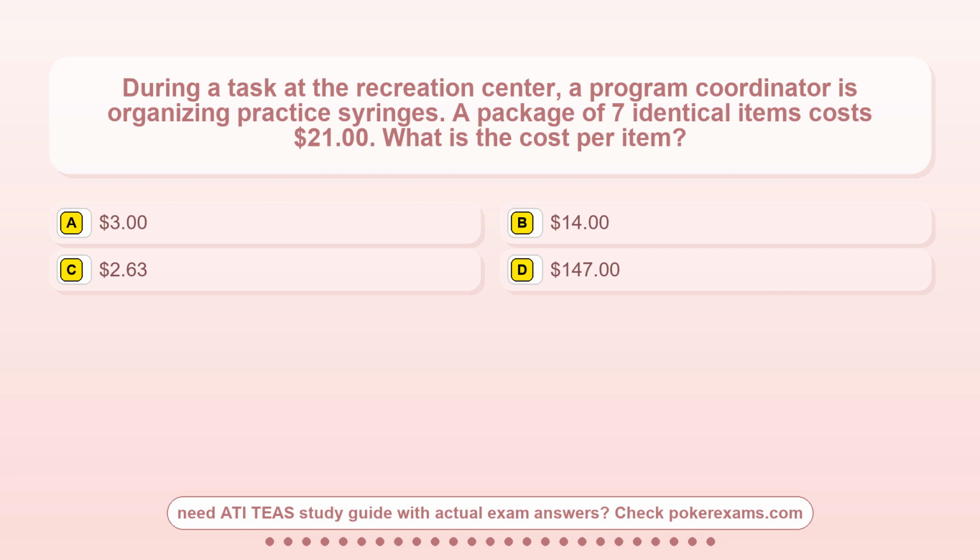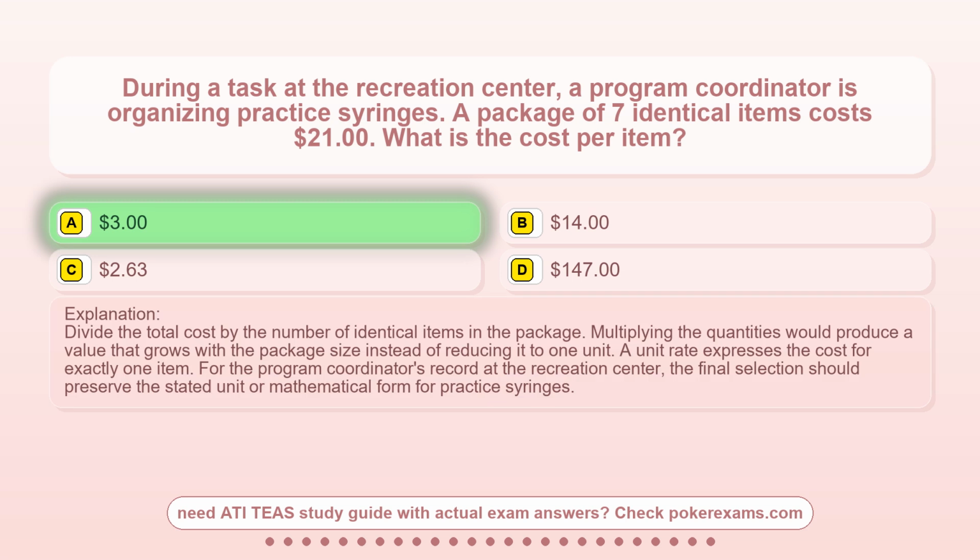Question 1. During a task at the recreation center, a program coordinator is organizing practice syringes. A package of 7 identical items costs $21. What is the cost per item? Option A, $3. Option B, $14. Option C, $2.63. Option D, $147. The correct answer is option A, $3.